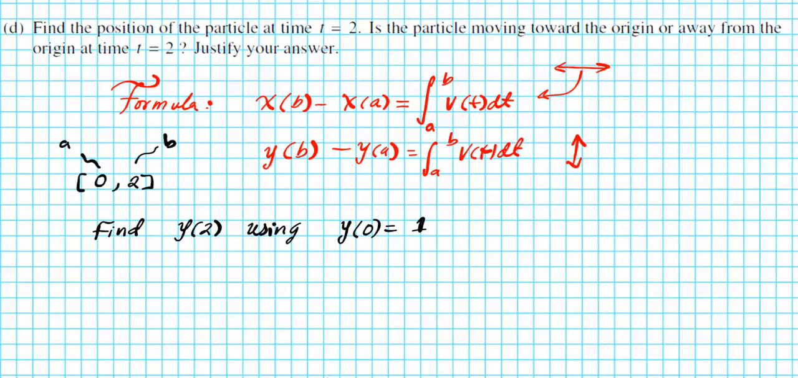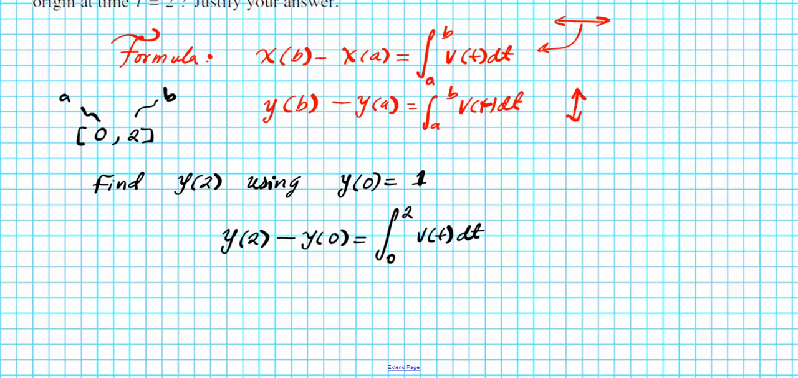All right? So let's go ahead and set it up using this formula right here. We have y of 2 minus y of 0 is equal to the integral from 0 to 2 of your velocity function v of t dt. All right, and then y of 2, we can add y of 0 to both sides, right? Is equal to y of 0 plus integral from 0 to 2 of v of t dt.